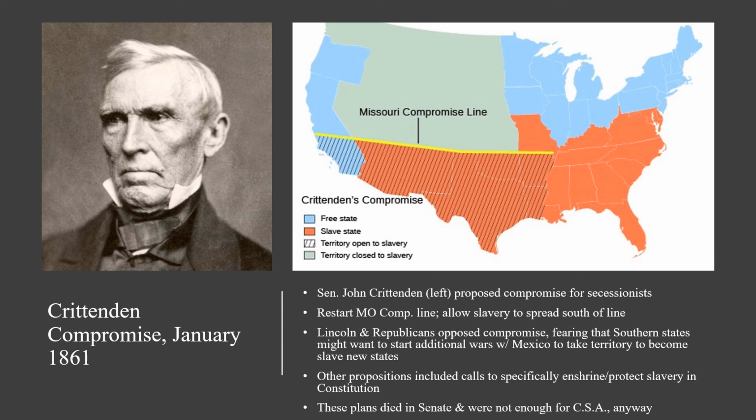Others proposed adding a 13th Amendment to the Constitution that would specifically mention and protect the institution of slavery. President-elect Lincoln opposed the Crittenden Compromise because it would have allowed the expansion of slavery, though in a smaller geographical region than was allowed by the Kansas-Nebraska Act. Remember, Lincoln and the Republicans' leading policy was to ban the extension of slavery into any new states.